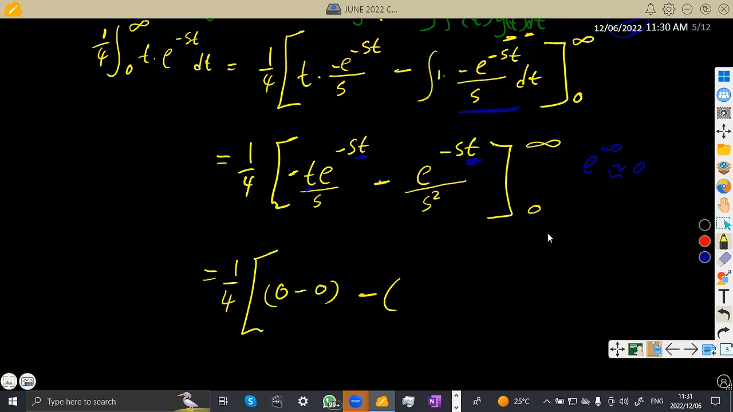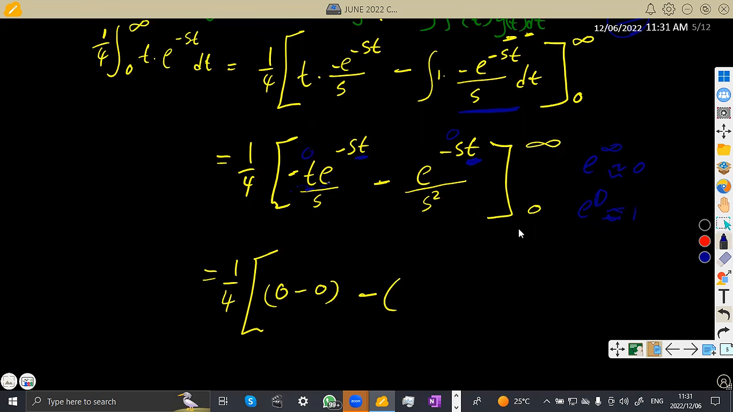Minus the lower limit, when it is 0. When t is equal to 0, here we have a t which is multiplying, so definitely this is going to give us a 0 here. Then here we are going to have e to the exponent of 0, which gives us a 1.